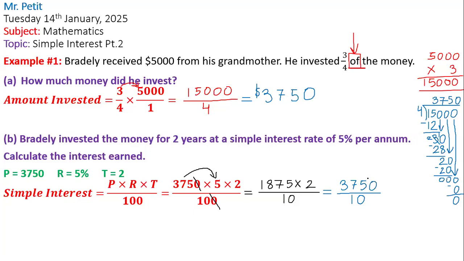So we cancel out this zero with that zero, and we're going to be left with what? 375 over 1, which is 375. But we know that any number divided by 1 is just itself. So the answer here is going to be what? 375 dollars. So $375.